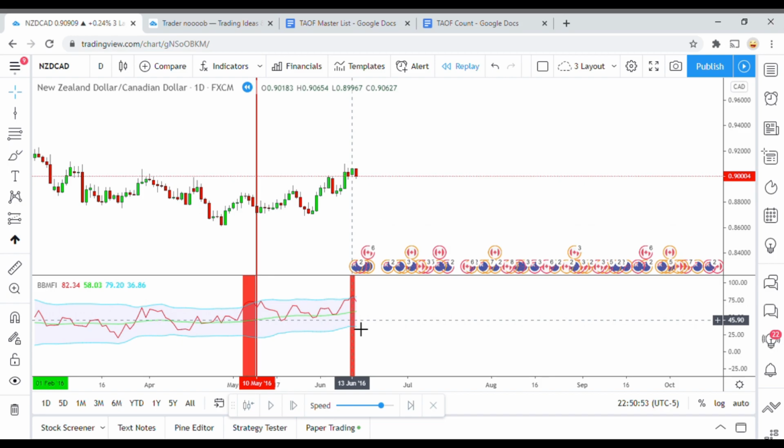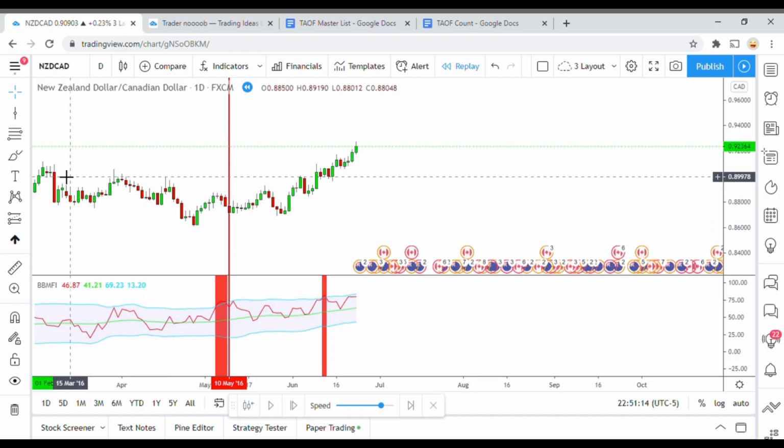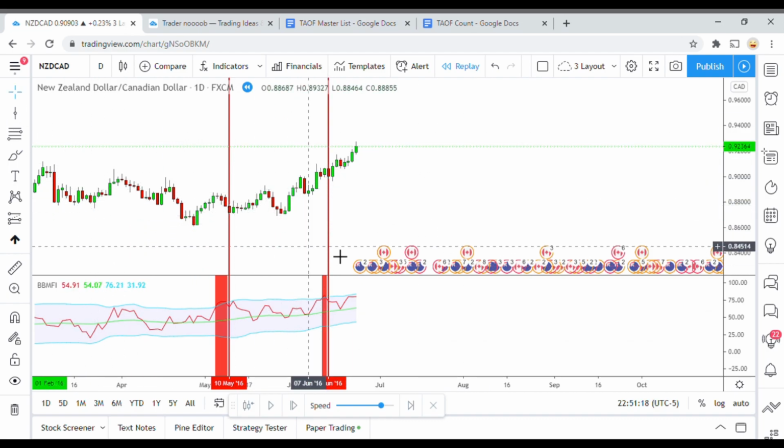All right, here's another instance where we have color on the background. This red candle right here closes back within the bands and has no coloration happening, no color in the background. So that would be our entry candle. Let's play it forward here, and it looks like that one also stopped us out.